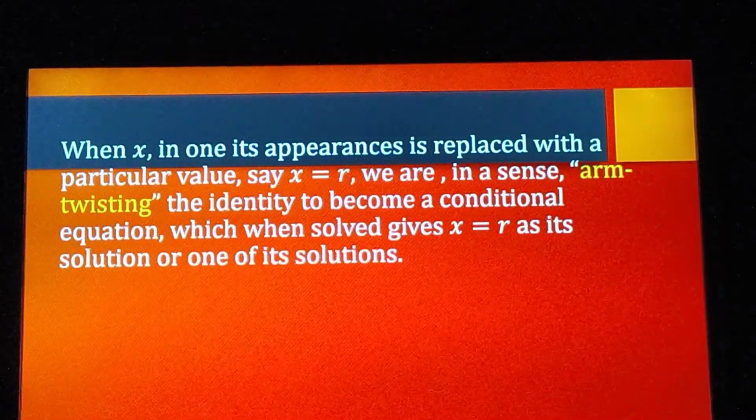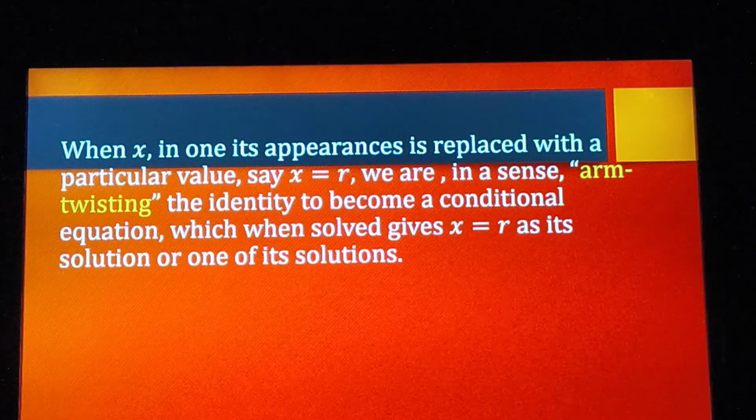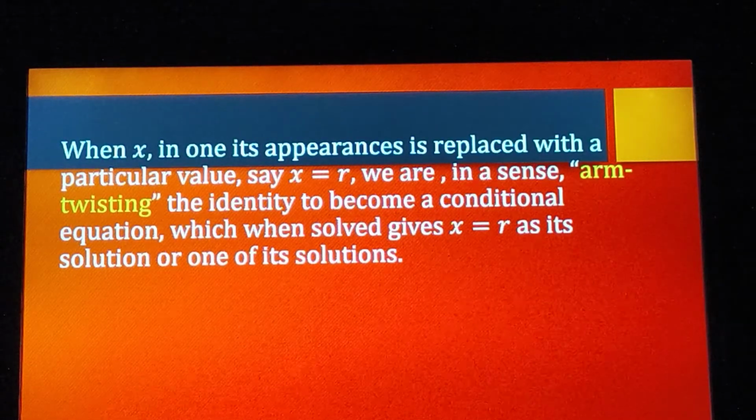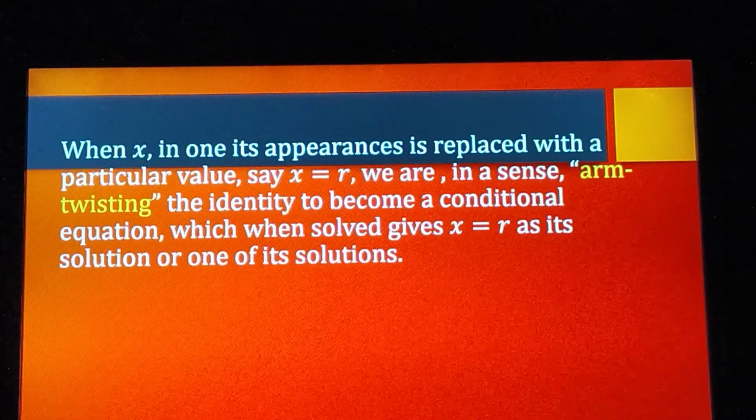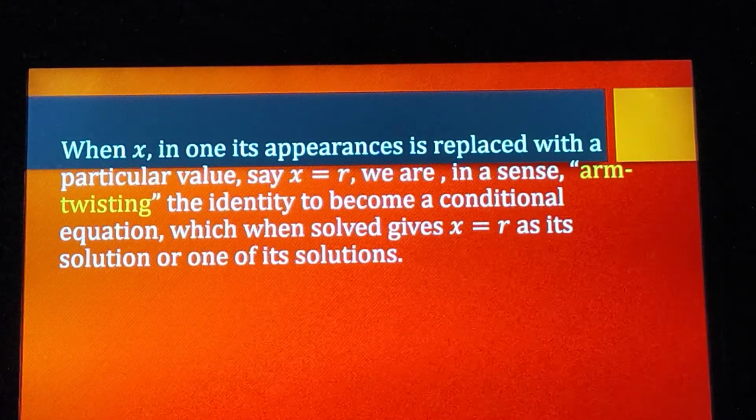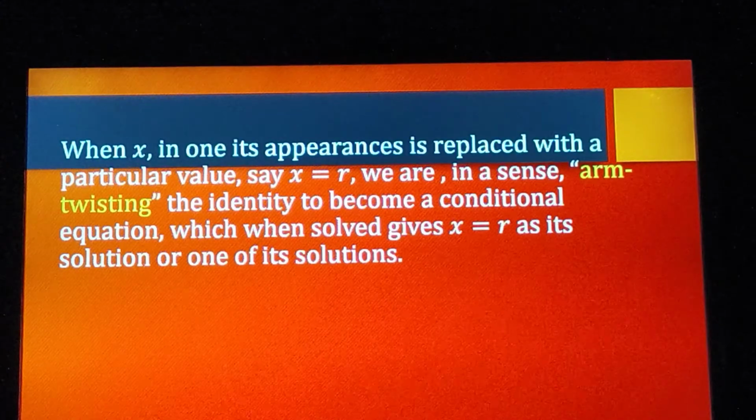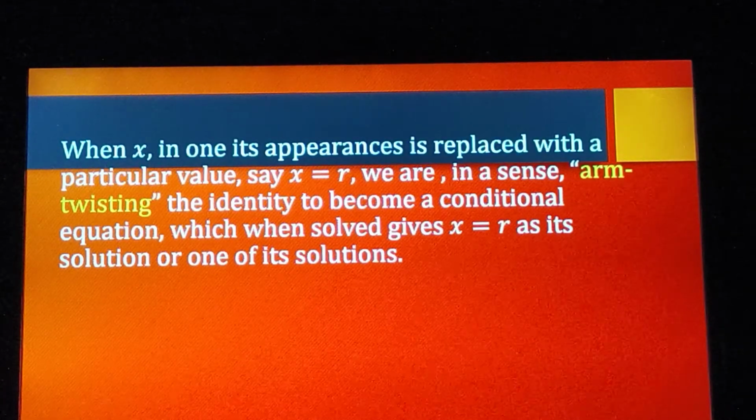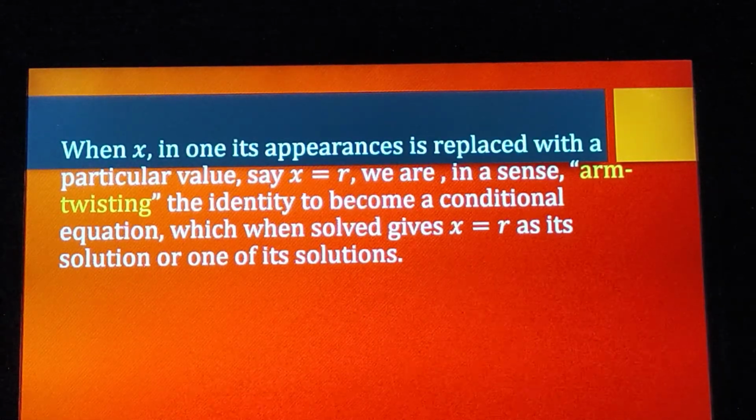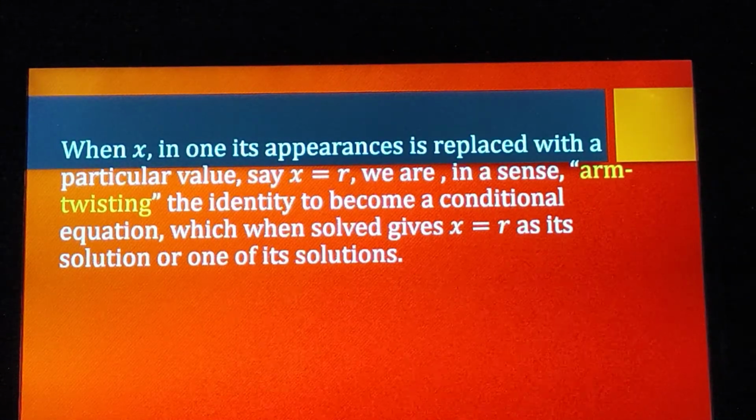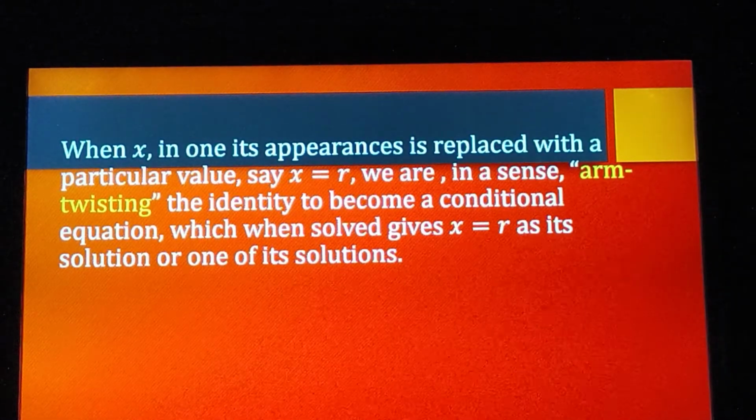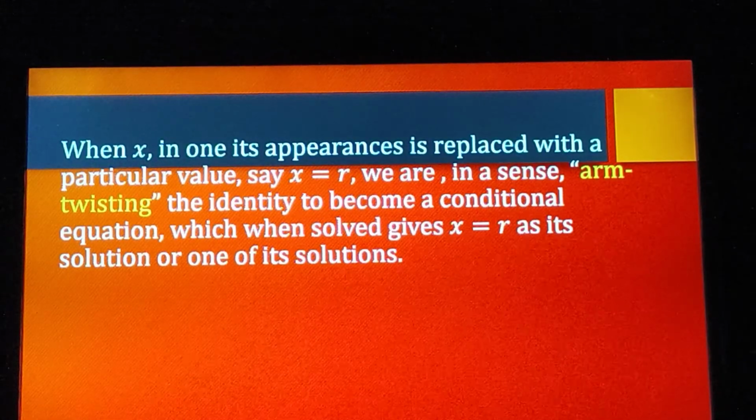Now, when x in one of its appearances is replaced with a particular value, say x equals r, we are in a sense arm twisting the identity to become a conditional equation which, when solved, gives x equals r as its solution or one of its solutions.